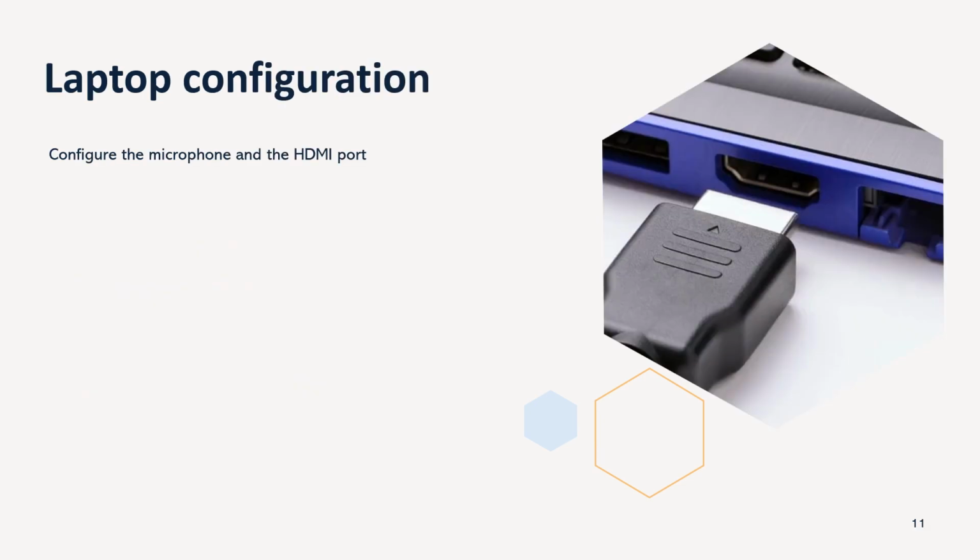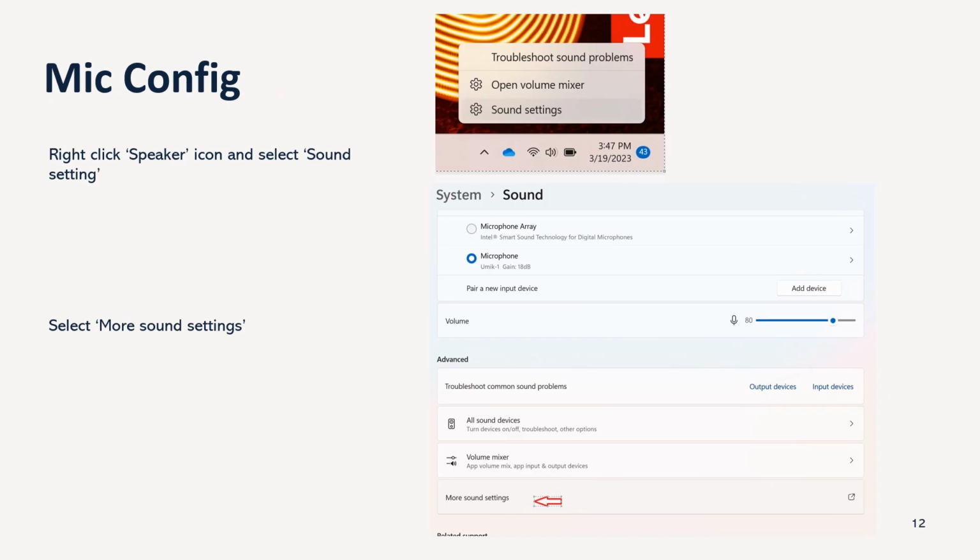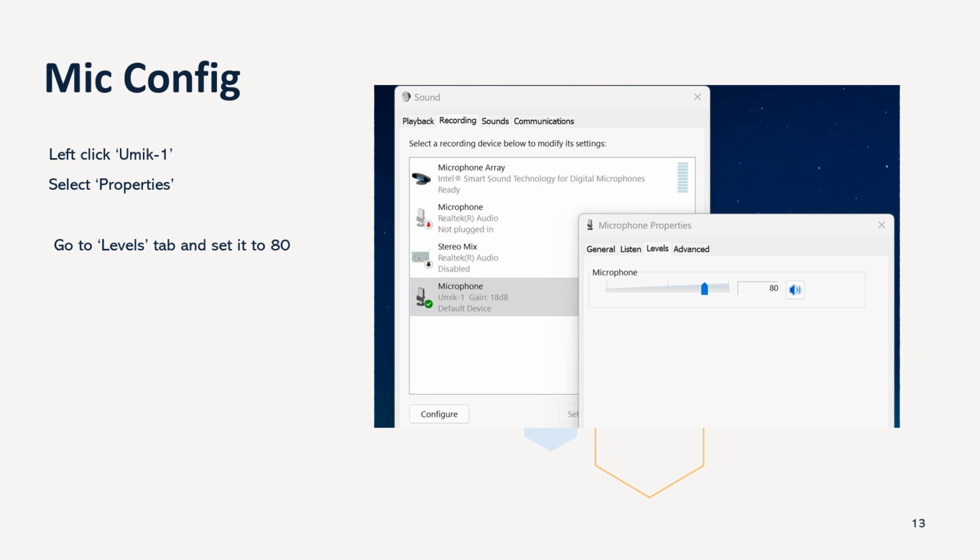Let's look at configuring the microphone and the HDMI port. Okay, let's configure the microphone and set it to 80% level. I found that when it's at 100%, sometimes the subwoofer can clip and then I have to re-record. So the way you go about doing this is you right-click on the speaker symbol, click Sound Settings, and then you select More Sound Settings. So left-click on the UMIK microphone, select Properties, go to the Levels tab, and set it to 80%.